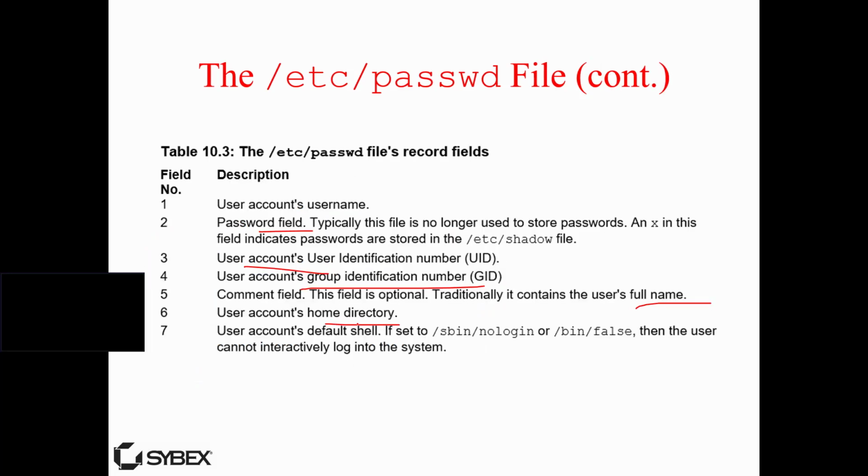And finally is the shell. If the shell says nologin, or sometimes it says false, it means the user cannot interactively log into the system. Interactively logging into the system means the user logs in from a terminal. So if the user's shell is nologin or false, they cannot log into the system from a terminal. They have special usage.